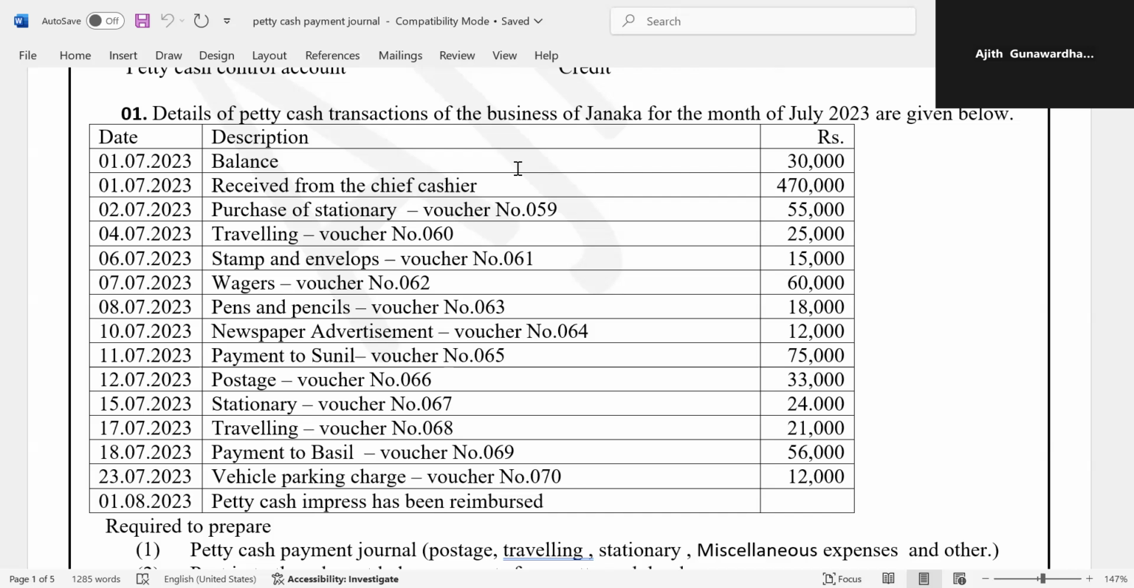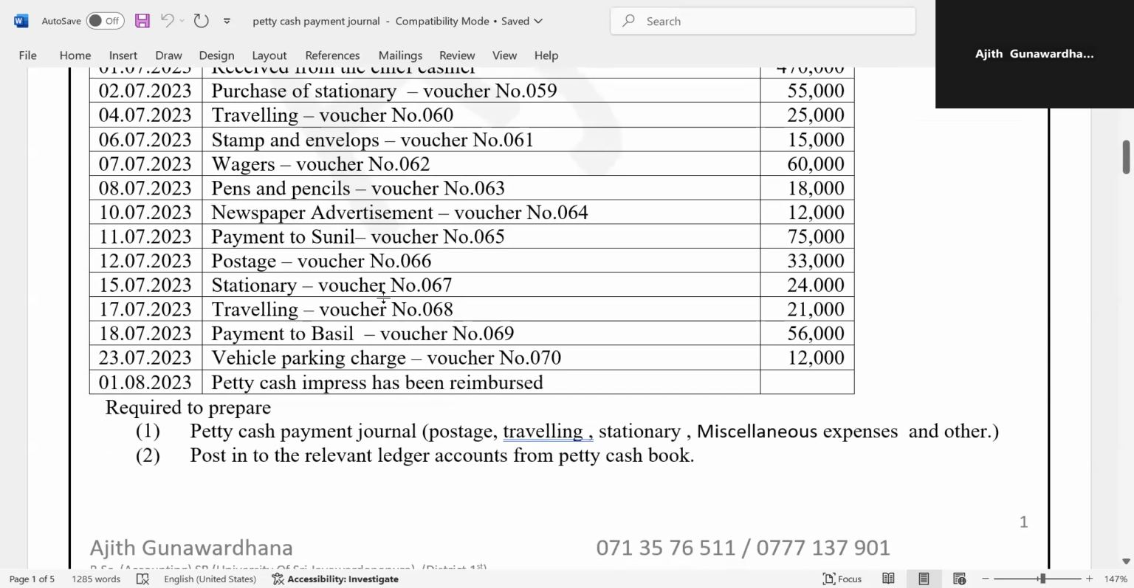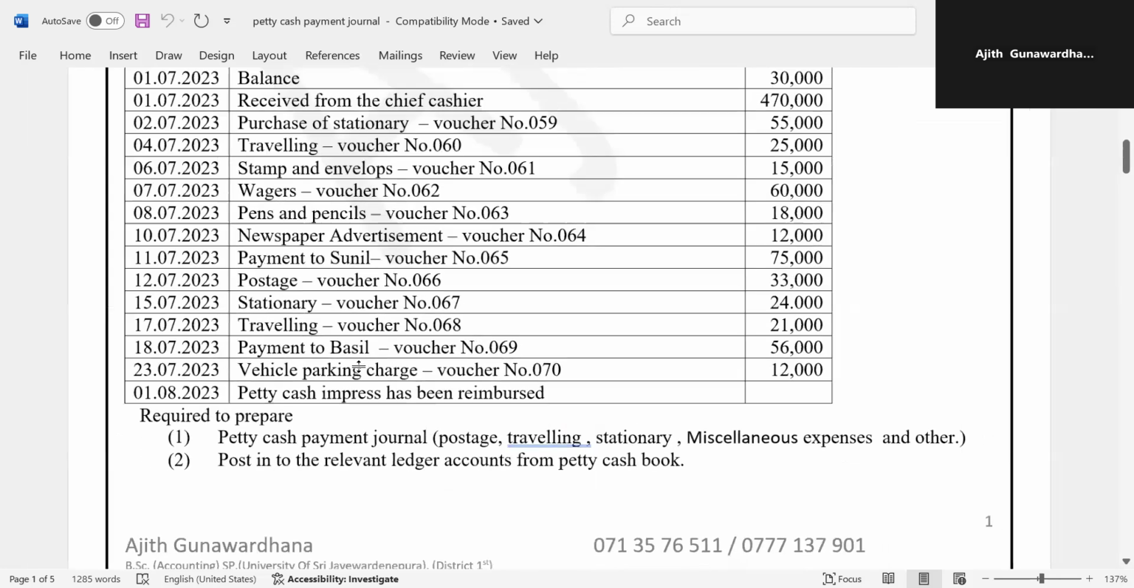Therefore, only payments should be recorded. You have to start from transaction number 3. It is given: purchase stationery, traveling, stamp and envelope, wages, pen and pencil. Those are the small amounts of expense paid in cash. Right. Then requirements. First one, they ask for the petty cash payment journal.